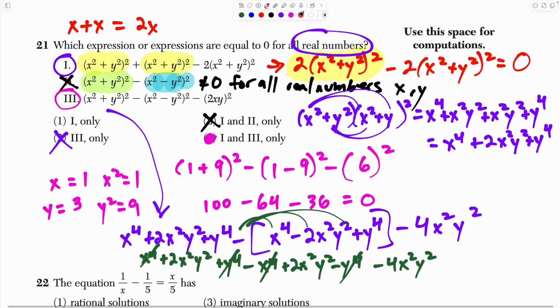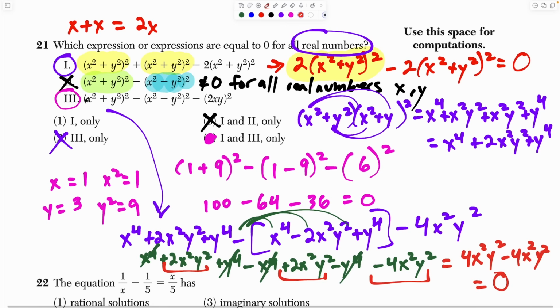And then here, what I have is 2x squared y squared plus 2x squared y squared minus 4x squared y squared. But these two here, I could combine to make 4x squared y squared and then minus 4x squared y squared at the end. And then these are equal, being subtracted here. So subtracting equal terms gives us 0. So if we do this algebraically, that's the strongest argument.